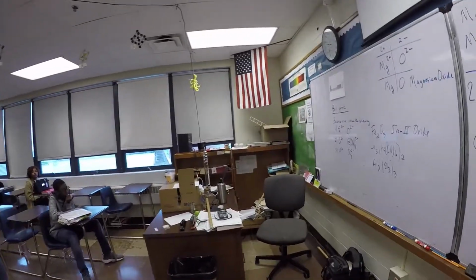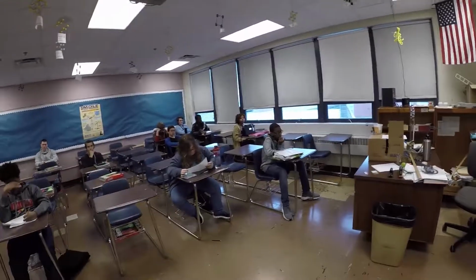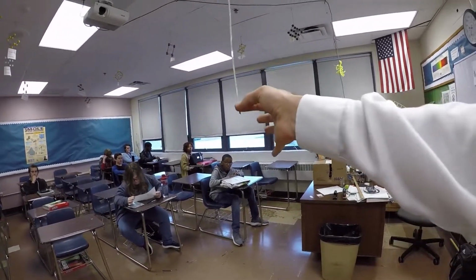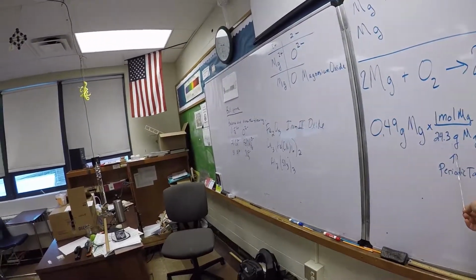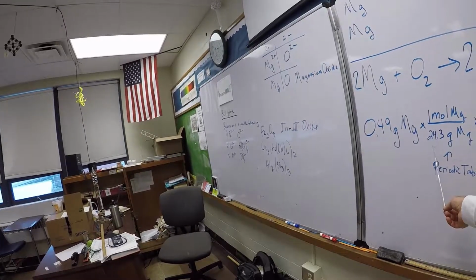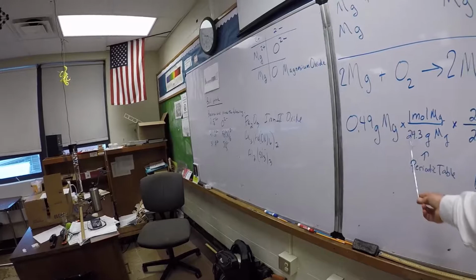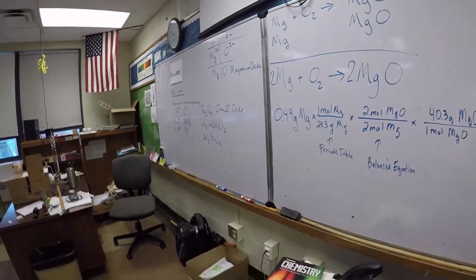Now, I measured this before I came in here. Yours is going to be around 25 centimeters, 0.5 grams. So you're going to measure out 25 centimeters of this. And then we go to the periodic table and we find the mass. Mass in the periodic table, protons and neutrons, remember that? And you're going to divide 0.49 by 24.3. That's the moles of magnesium.